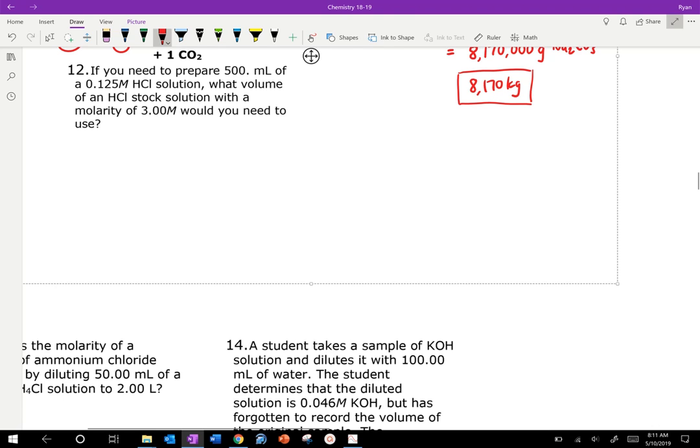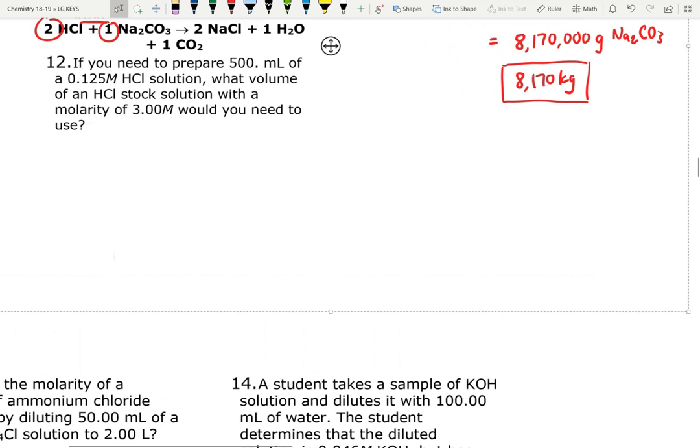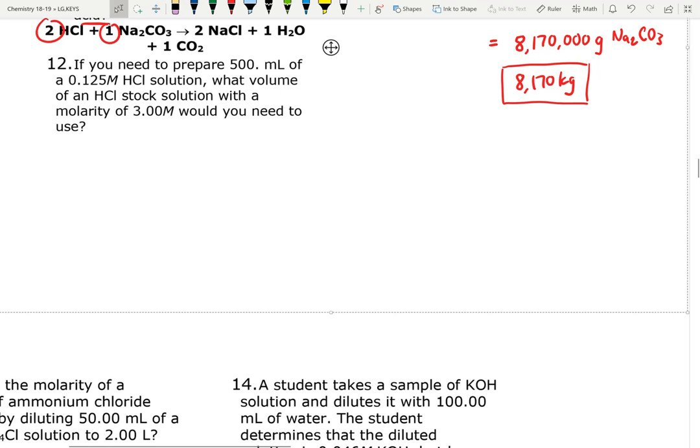All right, let's continue with question number 12 on our solutions review. This one wants us to figure out a volume of stock solution. And stock solution basically just means the original solution. So you have a solution that you'd keep in the stock room, and we call that a stock solution. It's just sort of the one that we keep in the back, and then from that we dilute it down to other concentrations, whatever we need based on the lab or based on the experiment that we want to do.